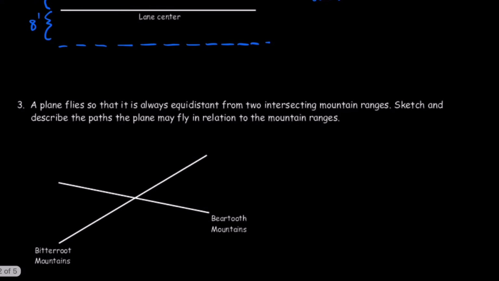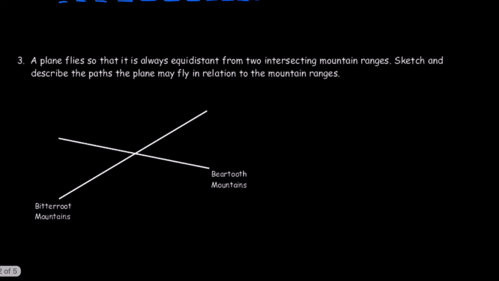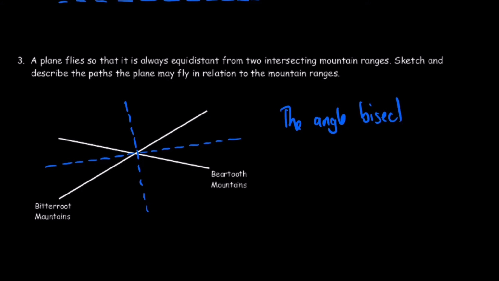Question 3. A plane flies so that it is always equidistant from 2 intersecting mountain ranges. Sketch and describe the paths the plane may fly in relation to the mountain ranges. So here we're given 2 intersecting lines, and what we sketch when we're given 2 intersecting lines will be a path that goes exactly between them. And remember, there's 2 possible locations for that. We call these the angle bisectors. So that's how you would describe it. All right, moving on to the next page.